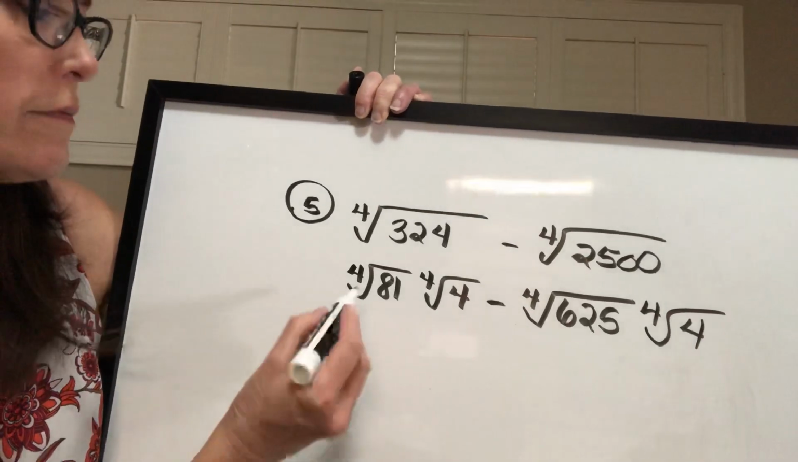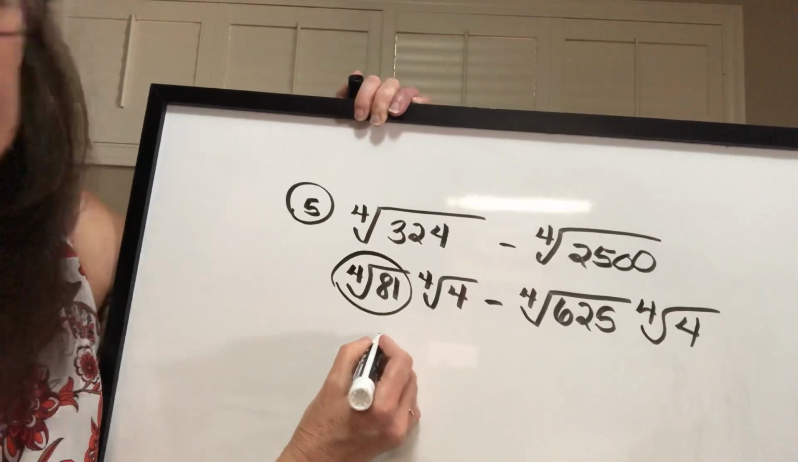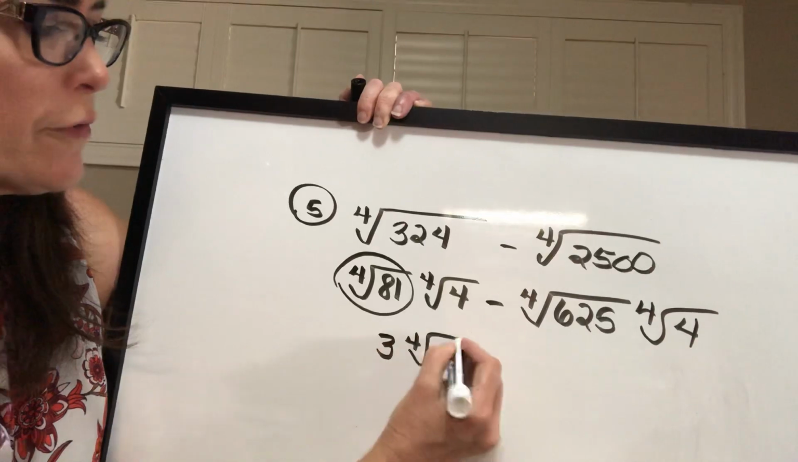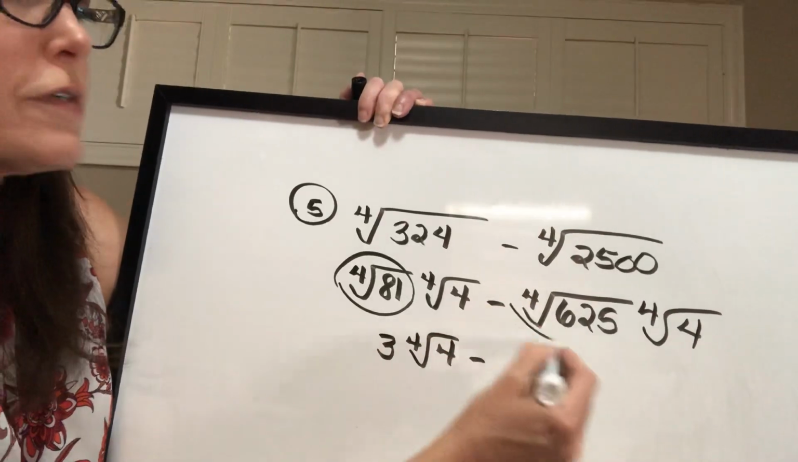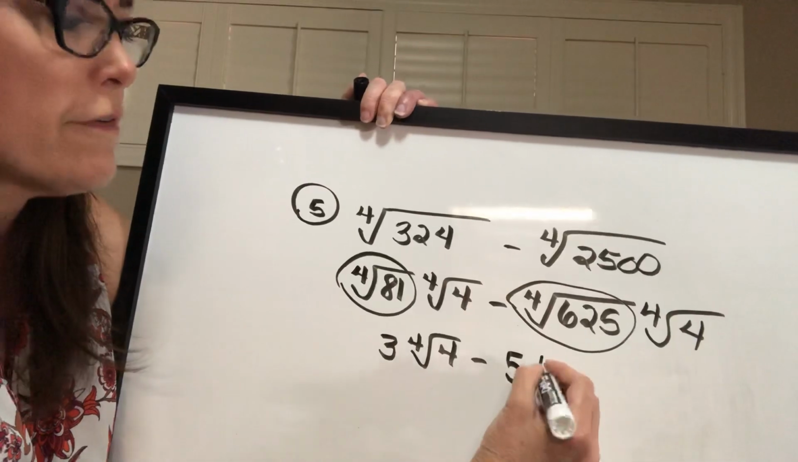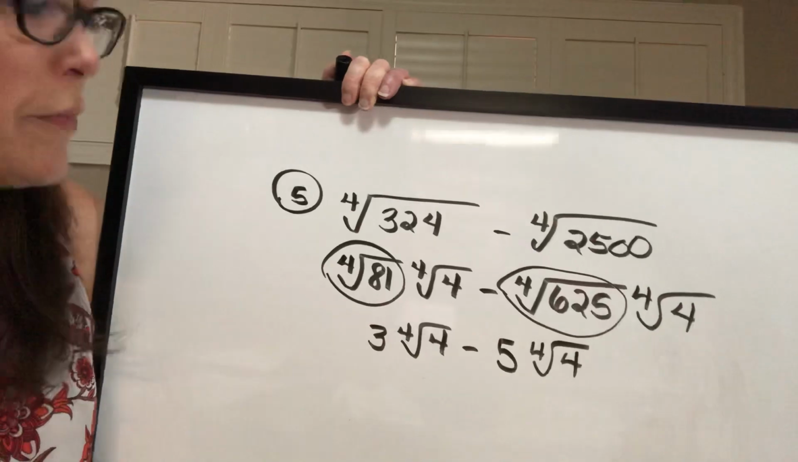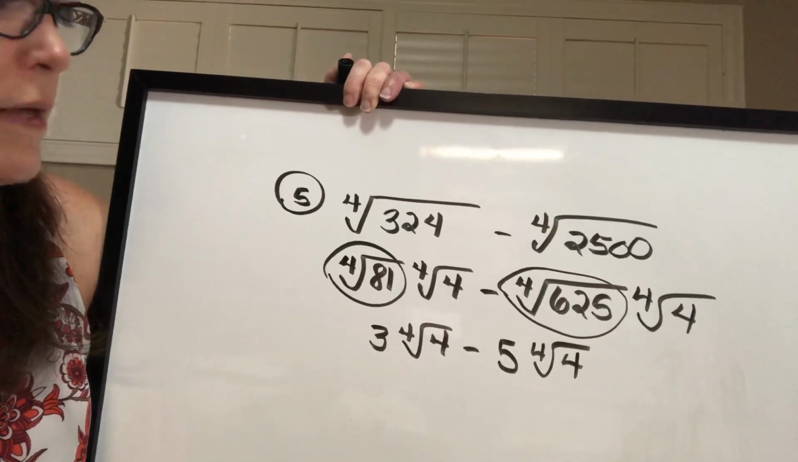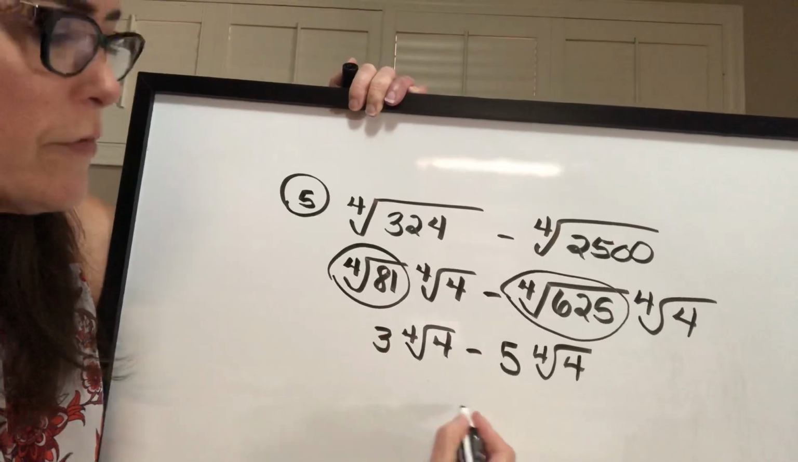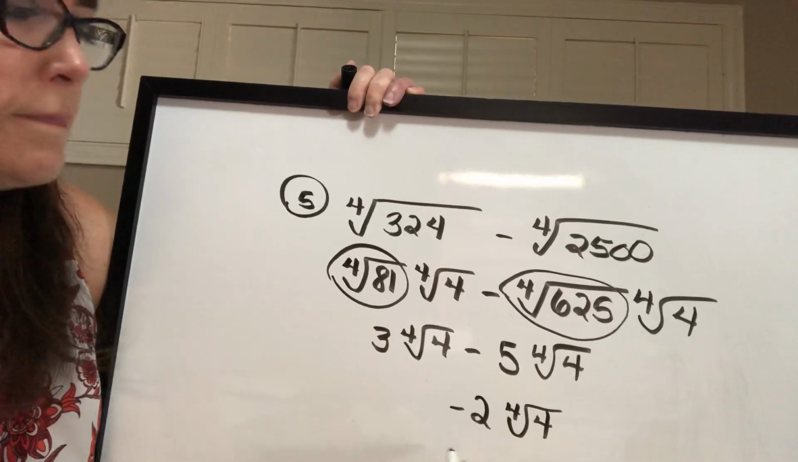Okay, then go back and fill in the ones that are perfect. So the fourth root of 81 would be 3, so that would be 3 fourth root of 4. And for the second one, the fourth root of 625 is 5 fourth root of 4. And since they are both the fourth root of 4, you can subtract. So it's 3 minus 5, which would be negative 2 fourth root 4.